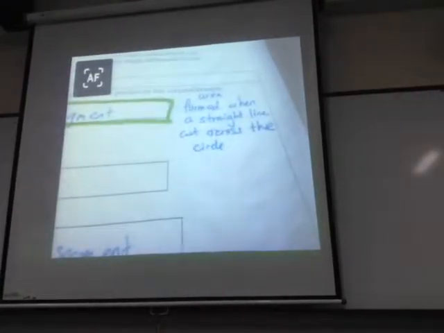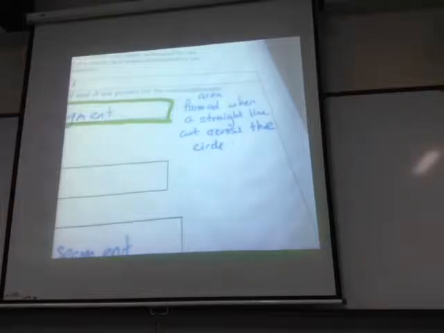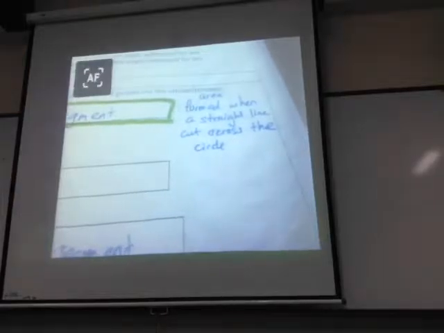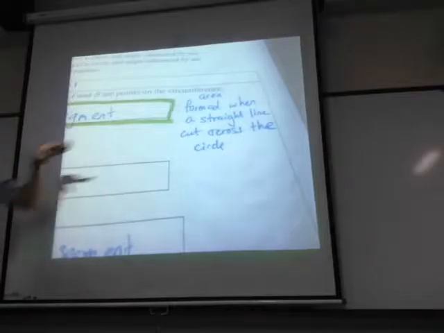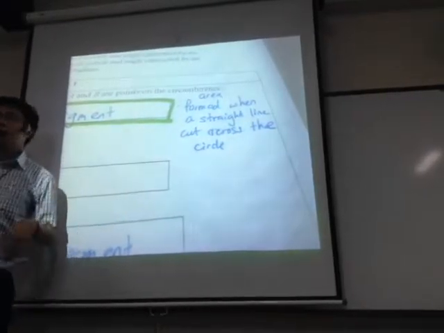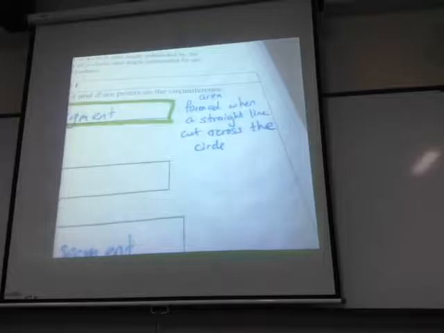Okay, I add the word area in front. So segment equals the area formed when a straight line cuts across a circle. If I zoom out, I will zoom out when you're finished copying. If you take a highlighter, you want to color the segment. Where do you color? Can you color your segment? I color, you color, then we compare.